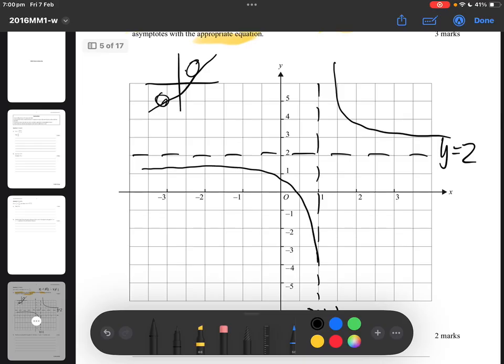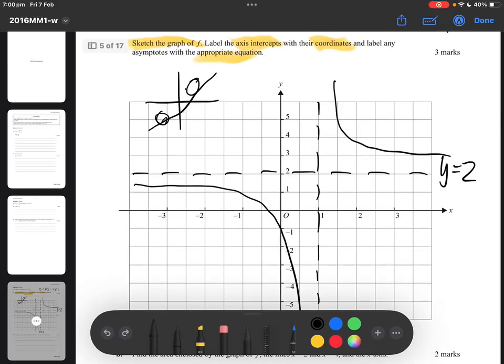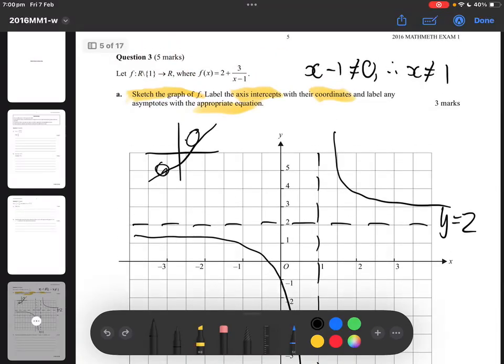Now, as we can tell, I don't want to have the overlap there because you will lose a mark for that. You do not need these arrows here. That's more of an option sort of thing. Now, we are going to check our intercepts and we are going to label the coordinates. If we do not label the coordinates, we will not get the marks.